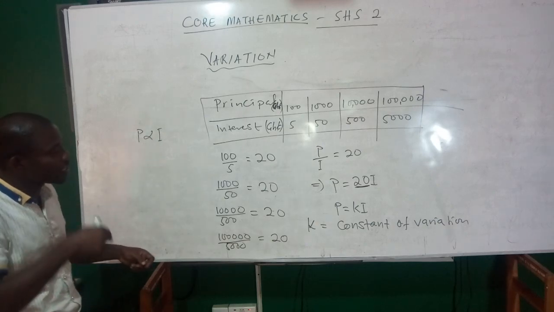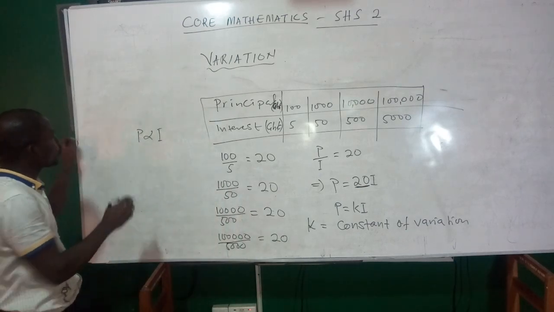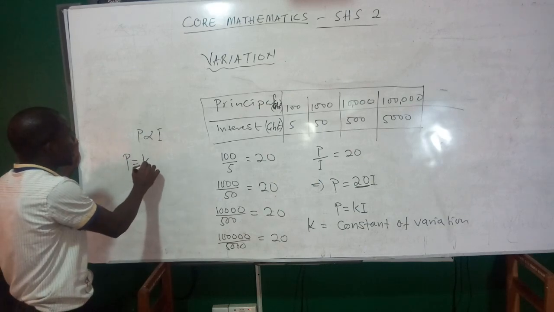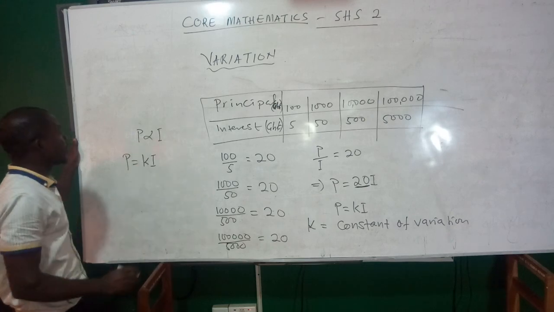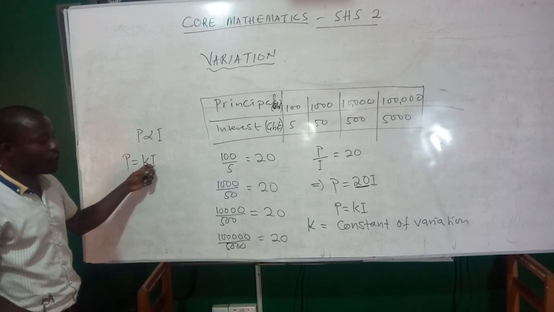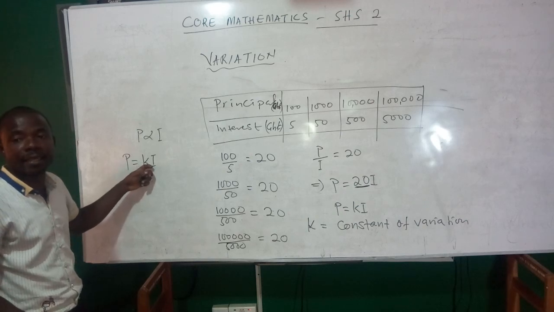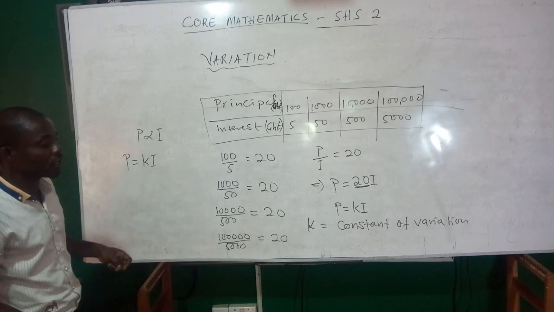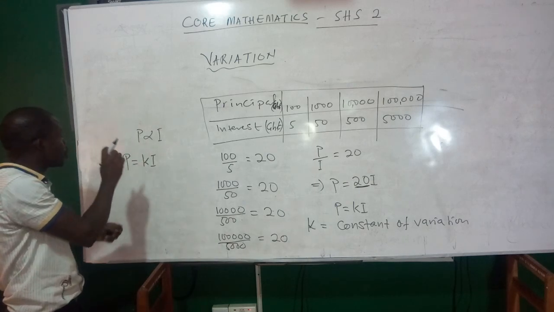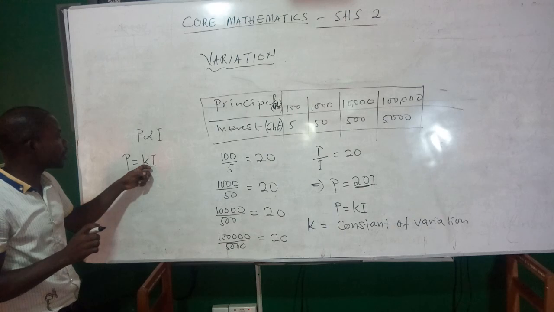And then we introduce the K, which is the constant of variation. So in this case, we are going to have P is equal to Ki, where K is the constant of variation. It's very important. If you forget about the K, it means that all that you are doing will be wrong. So whenever you introduce your equal sign, don't forget to bring the constant of variation.